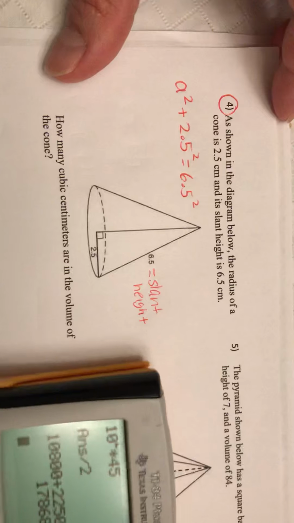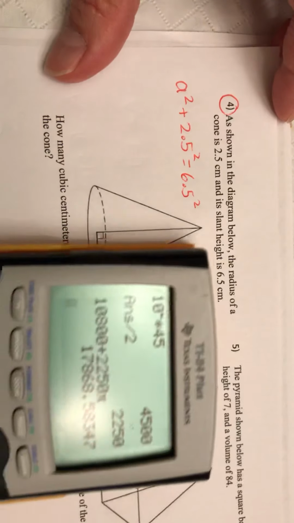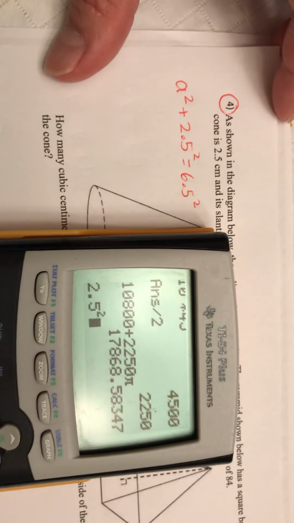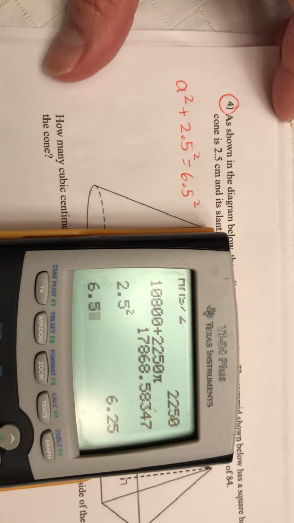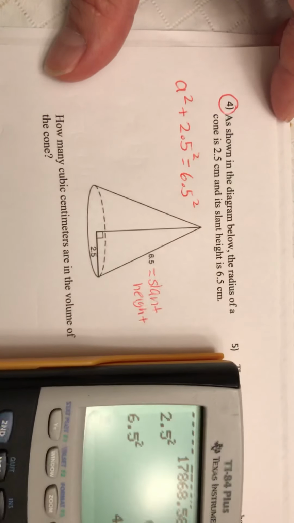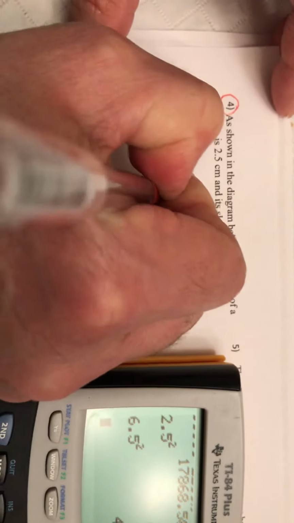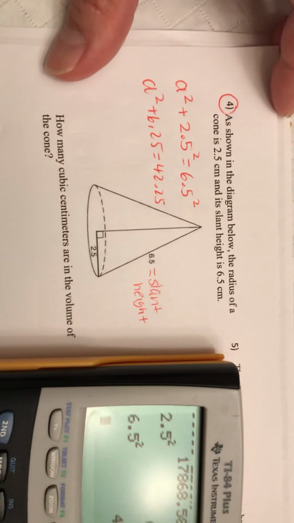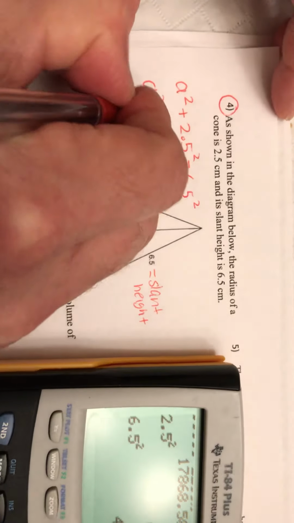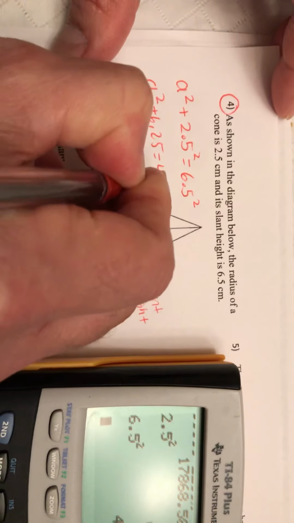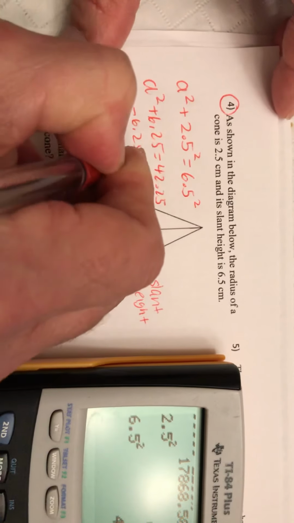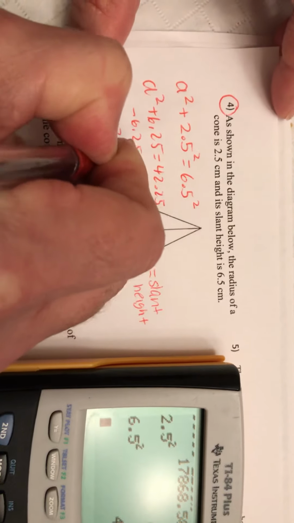We're going to plug this in. We got 2.5 to the second, and we got 6.5 to the second. We'll just plug them all in. So you're going to have a squared plus 6.25 equals 42.25. We're going to need to subtract that 6.25 on both sides, and we're going to get a squared equals 36.